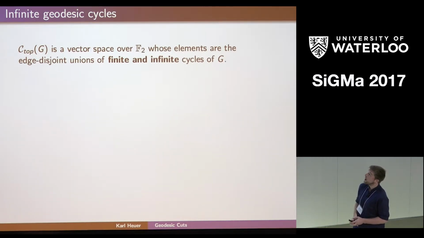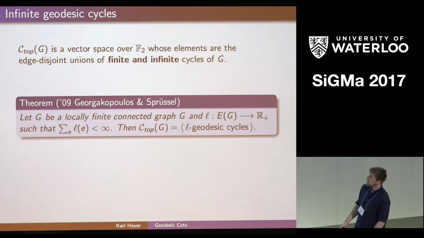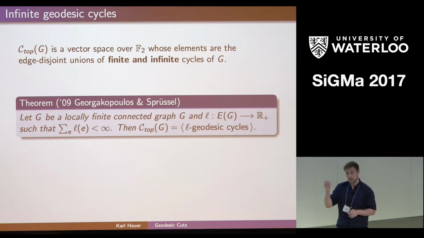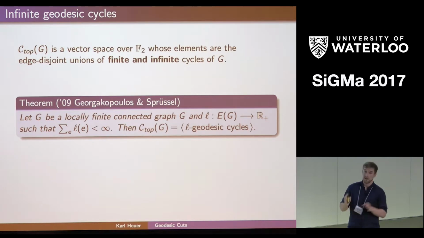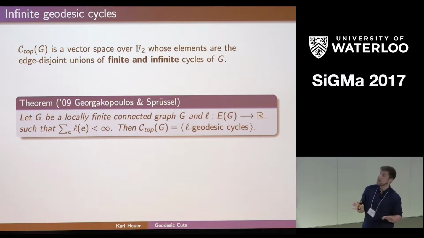Okay, and what is the theorem? The theorem is from 2009. Georgakopoulos and Sprüssel proved that this cycle space is generated by the geodesic cycles, which might now be infinite cycles containing infinitely many edges, in your graph. Which graph? Well, locally finite infinite graphs.